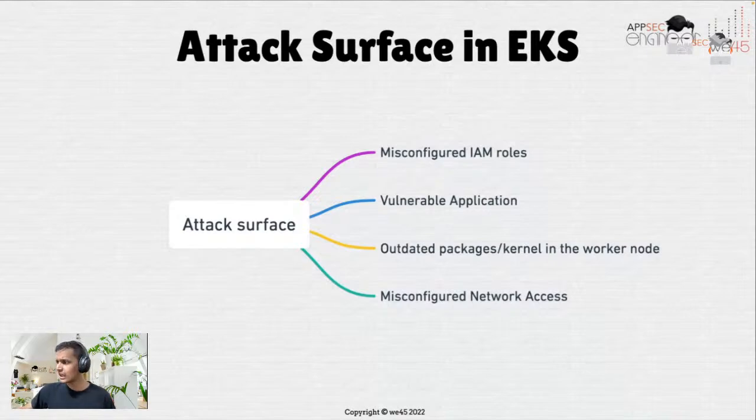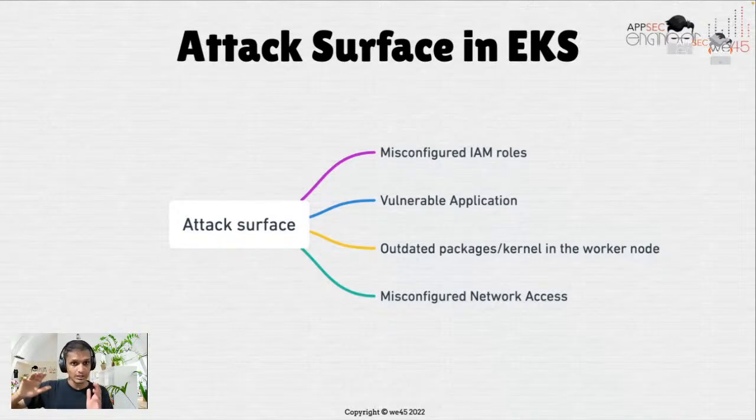The next one is going to be outdated packages or kernels in the worker node. Now, if the kernel itself is outdated, or if it's vulnerable, then an attacker can try and gain access to the node, and by gaining access to the node, they can try and gain access to the entire Kubernetes cluster as well.